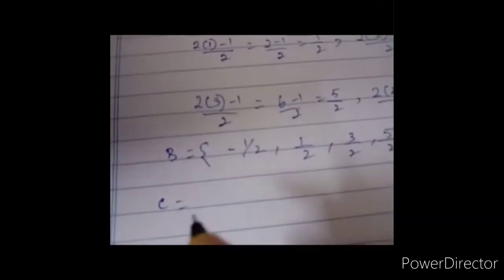Now C is given directly in the roster form: {-1, 1/2, 1, 3/2, 2}. Now we have to show that A minus (B union C) is equal to (A minus B) intersection (A minus C).